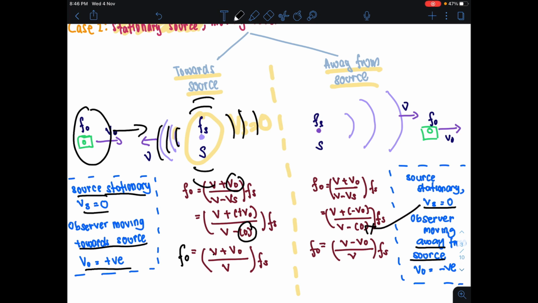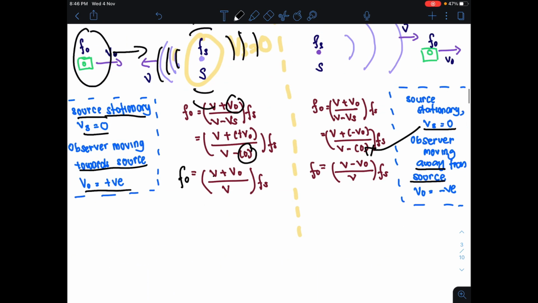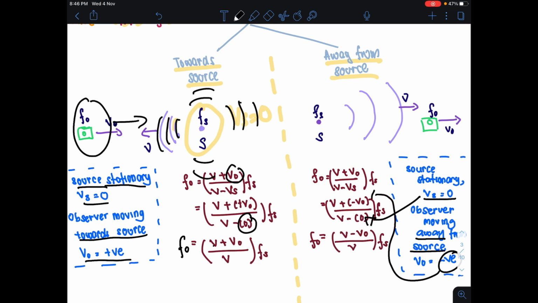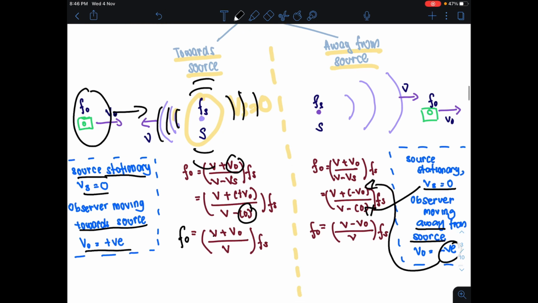And then the observer is moving away. Away maksudnya negatif dekat sini, so kita pun akan masukkan negatif at V0. So the equation becomes F0 is equals to V minus V0 divided by V multiply with the Fs dekat sini. So nampak tak perbezaan antara kesemua cases dekat sini?